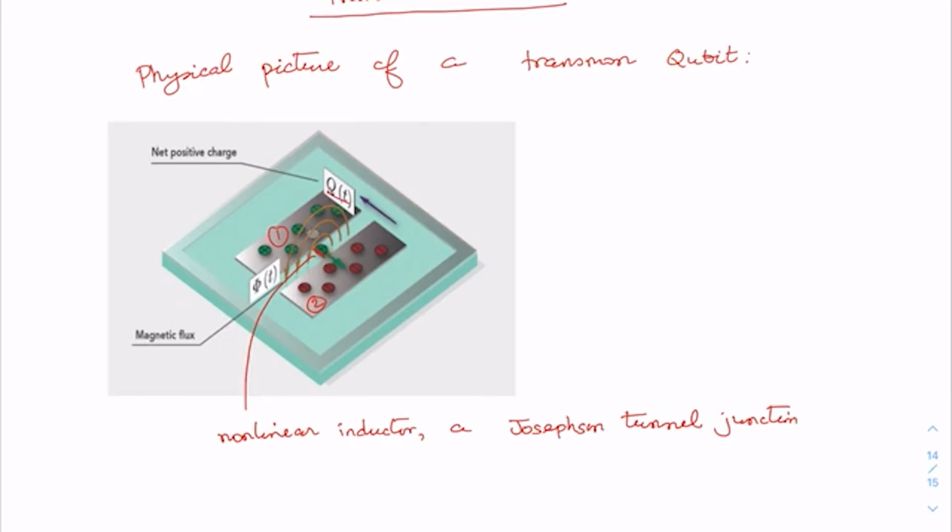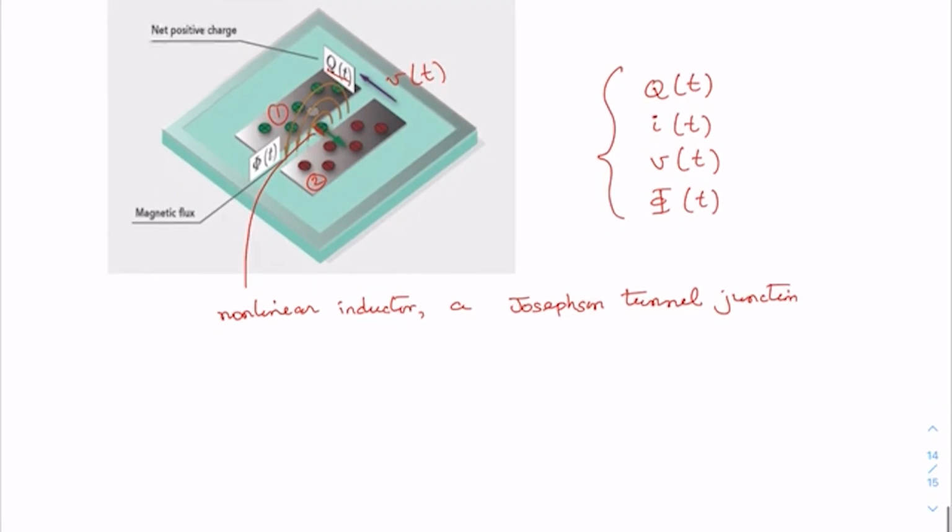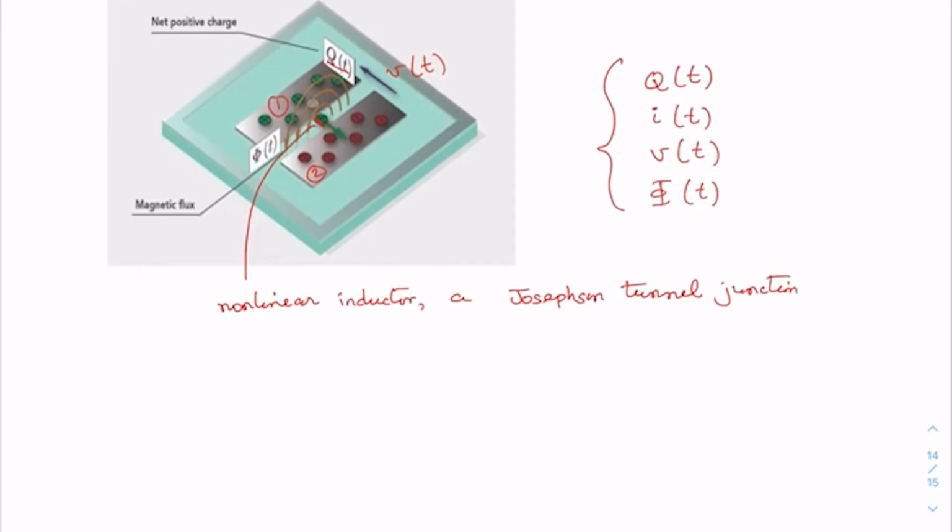And as you know, the whole structure could be described in terms of charge q of t and current I of t. So the whole structure would have these quantities: the charge q of t, the current I of t, there is also a voltage v of t, and the magnetic flux phi of t. So these are the four quantities by which you can define this whole structure. In fact, you know that some of these quantities are related to each other.